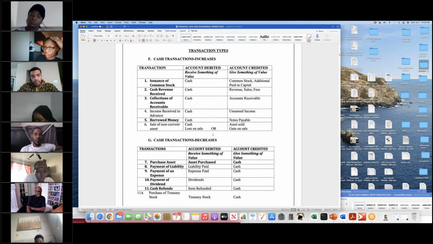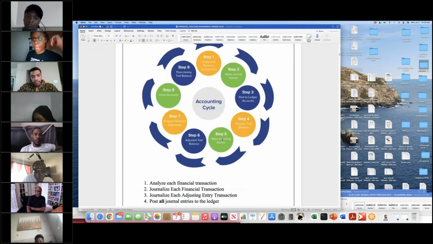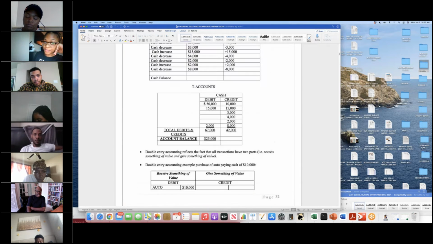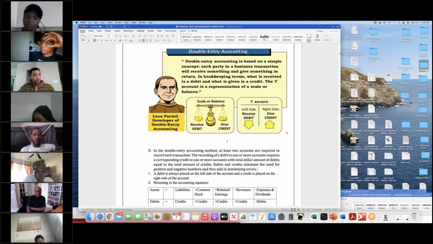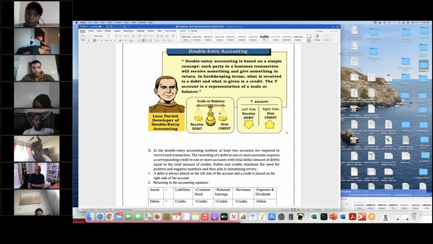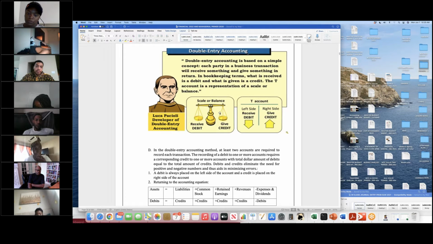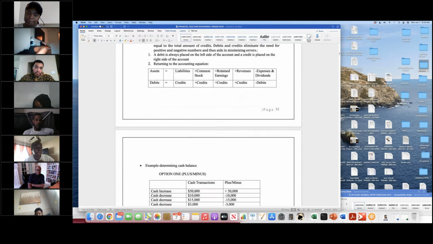And we said that for every transaction there's a debit and a credit. The debit is what we receive. That's on the left side of the journal and the T account. The credit is what we gave up. That's on the right side. So that's how we look at it in double entry accounting from the standpoint of running a business.